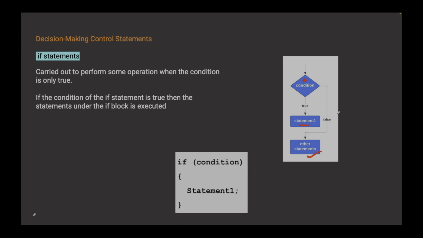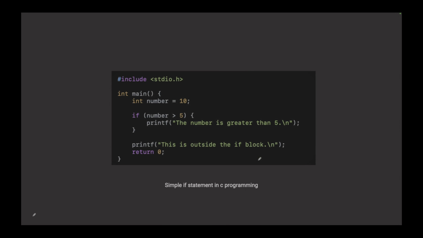So here is the syntax: if, inside the brackets the condition, and then the statement. Else the control is transferred to the statement outside the if block. Here's a simple program to demonstrate the if statement. As you know, include stdio.h is a header file for C programming. Int main is the entry point of the program. Int number, we have initialized number as an integer variable and assigned the value 10.